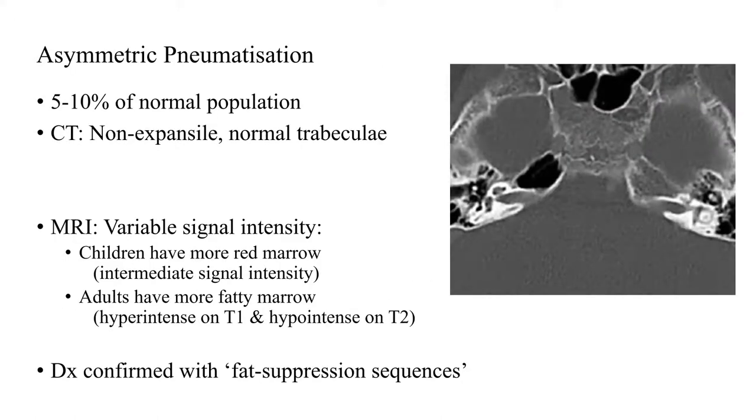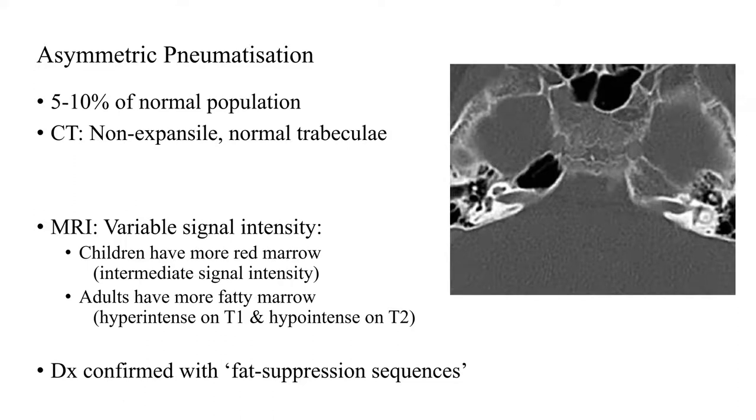Then just quickly on two of the variants of normal anatomy, which are called leave-me-alone lesions, because that should be the treatment. They may occur in 5 to 10% of normal populations. On CT scan, you can see asymmetric pneumatization and normal trabeculae, as in the picture on the right. You can still see some trabecular structures in the left petrous apex, and obviously asymmetric pneumatization.